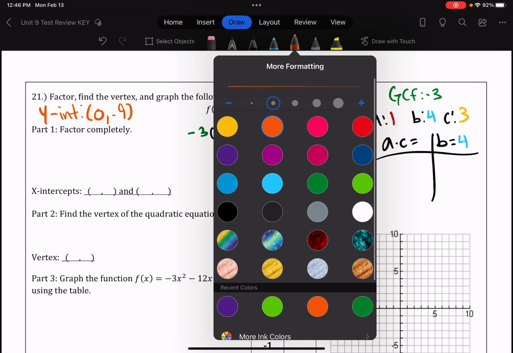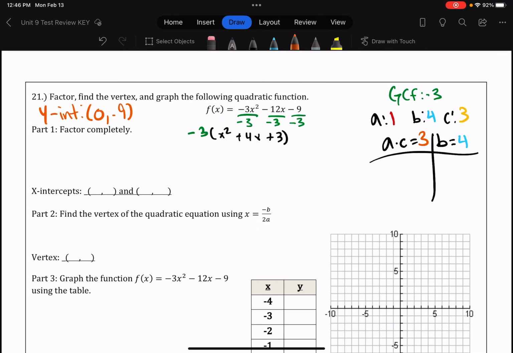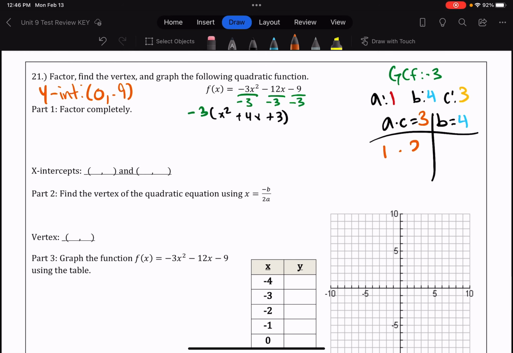One times 3 yields the value of 3, and the only factors of 3 are 1 and 3. In this case, I want them to multiply to be positive and add to be positive now that I've factored out that negative 3. So I know that 1 plus 3 yields a positive 4. So I'm going to break my 4x into 1x plus 3x, and I can bring down my x squared and my positive 3.